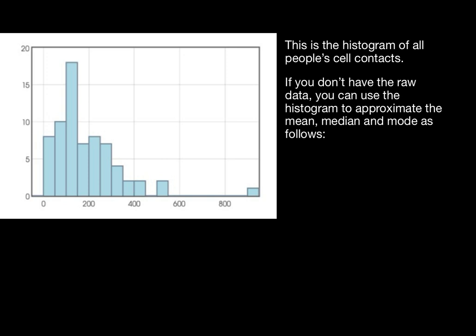Then we're going to have scenarios where we have a histogram. Here we have a histogram. You actually have the data points. This is all the cell phone contacts, male and female. If I have a histogram, but I don't have the data set, I can take the histogram and estimate the mean as well. So here's how I would go about doing that.